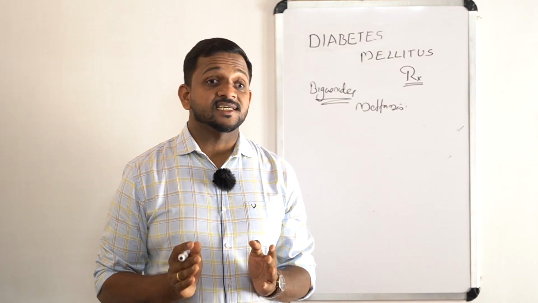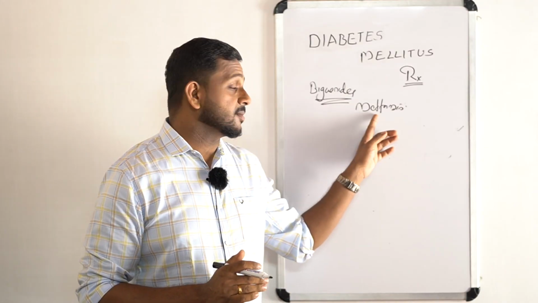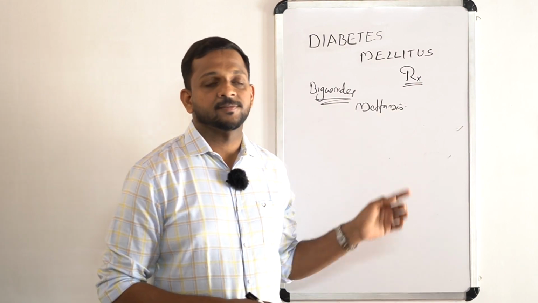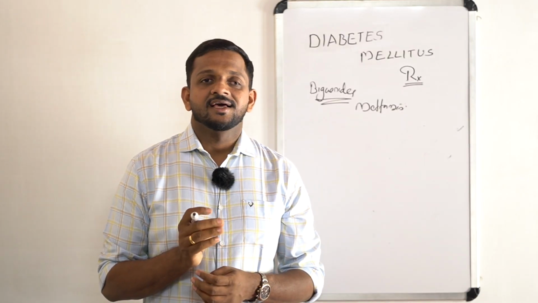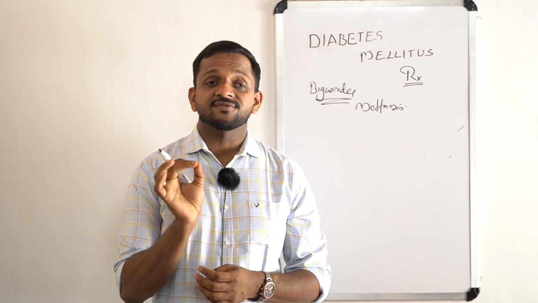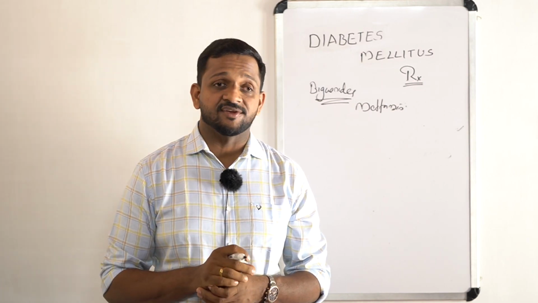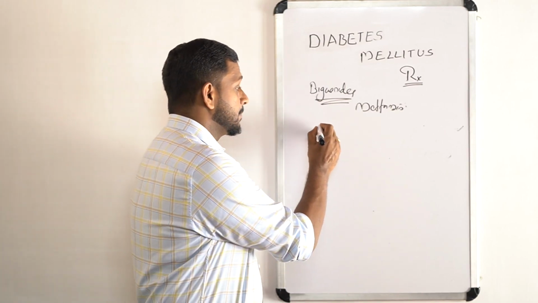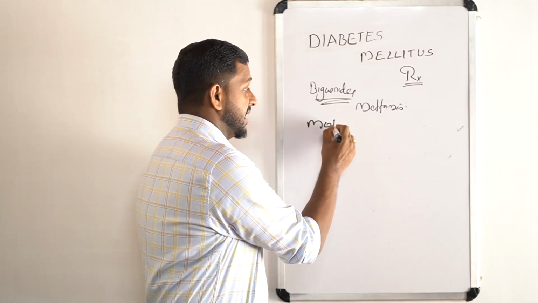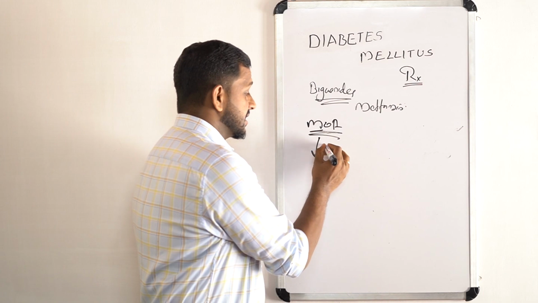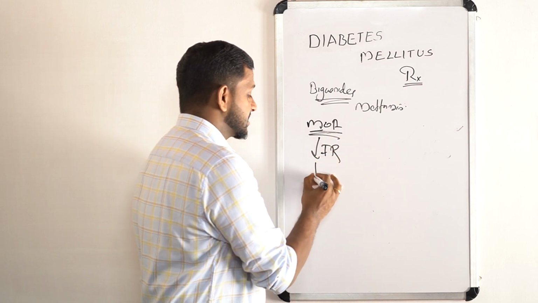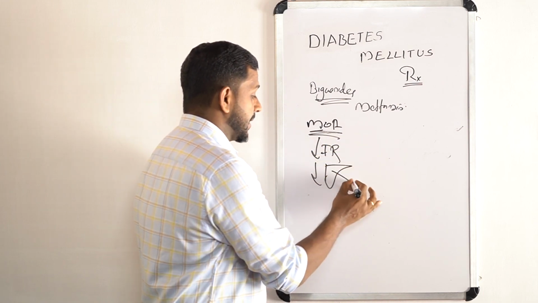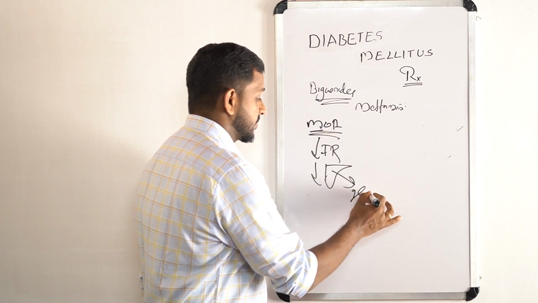So now we are going to discuss biguanides, and there is only one main example, that is metformin. Usually the drug of choice for initiation of therapy for a type 2 diabetes patient is metformin. Why? Because of its mechanism of action. What is the mechanism of action of biguanides? One, it reduces insulin resistance. Second, it decreases the hepatic glucose output.